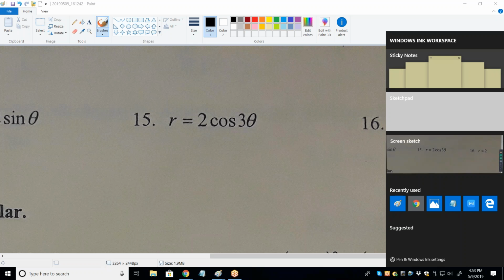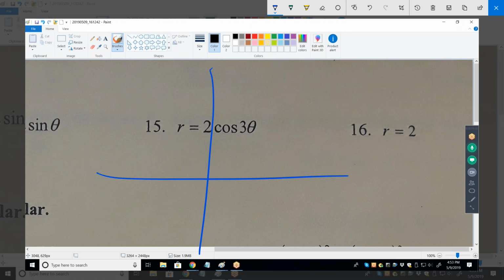What does r equal 2 look like? So, isn't that just like a straight line up and down at x equals 2? No, that would be if it was theta equal 2. When you have r equal 2, it means all the points, no matter what theta is, r is equal to 2. Well, if you connect all of those, what do you get? A circle.